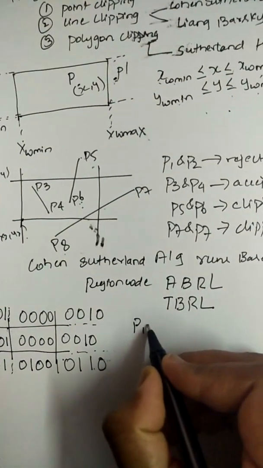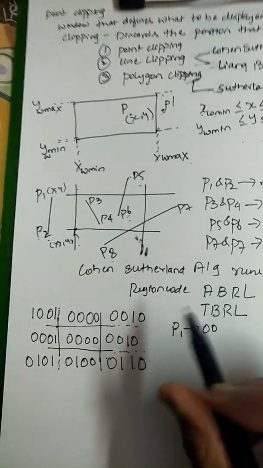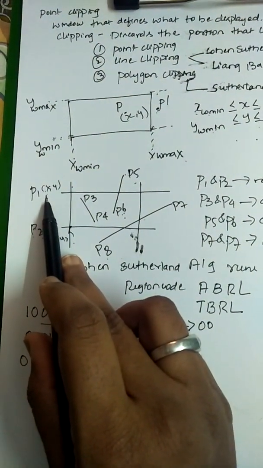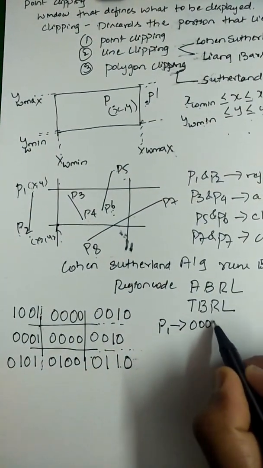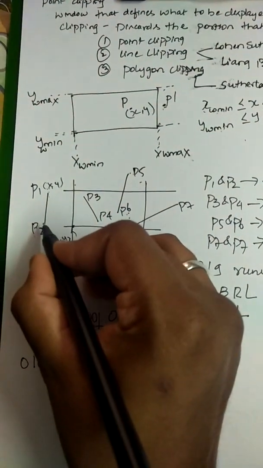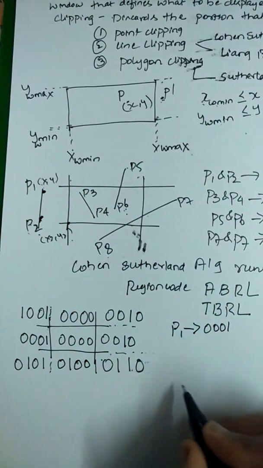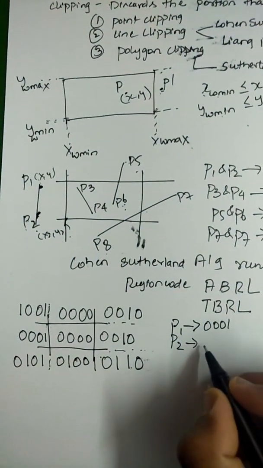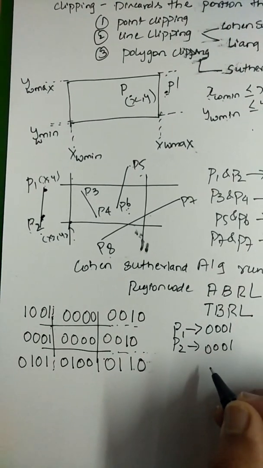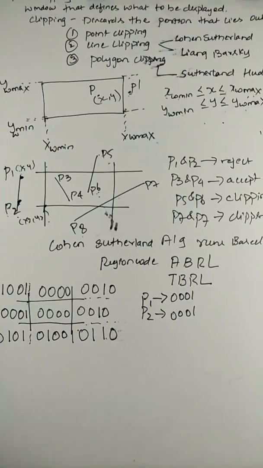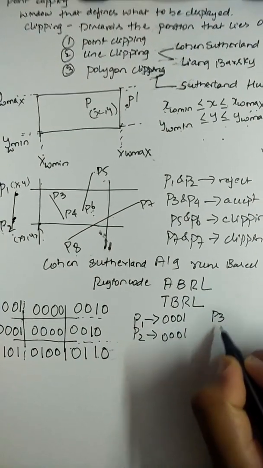Can you just say the region code? It is 0, 0, P1. Where does P1 lie? It is lying here. Correct. So the region code is 0001. How about for P2? Let's assume these 2 points are here. For P2 it is 0001. It's the same. Correct.